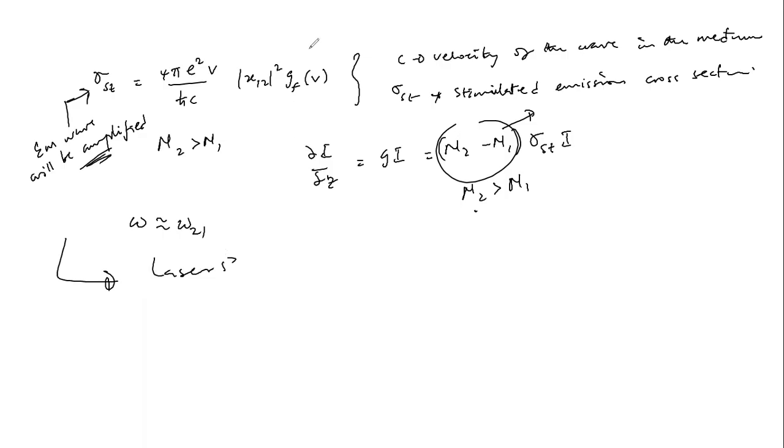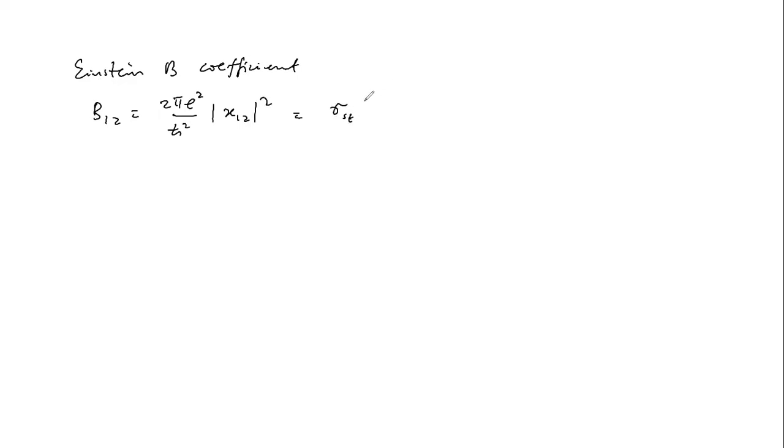But according to Einstein, in the Einstein B coefficient, the stimulated emission process is often characterized by the Einstein B coefficient rather than the cross-section technique shown. And there B12 is given as 2 pi electronic charge squared over h cross squared, X12 squared, which is equivalent to sigma_st c over h v g_f(v). Say this is 37, right?